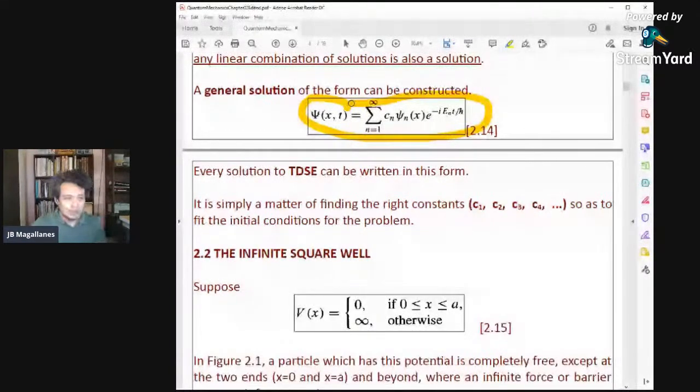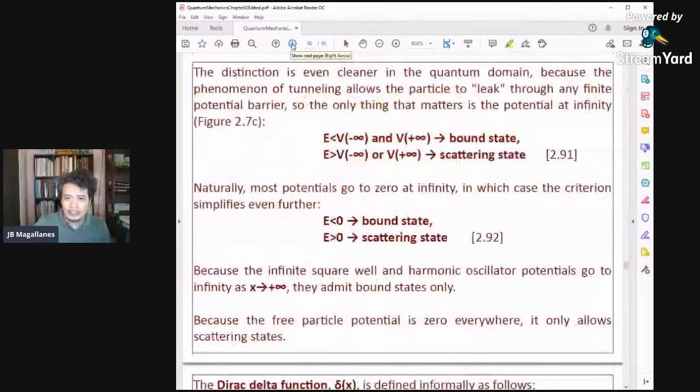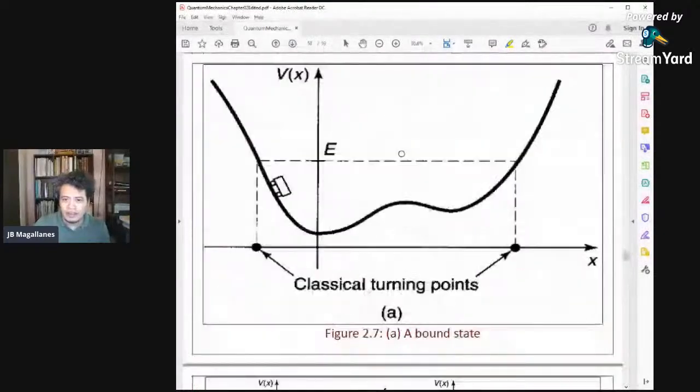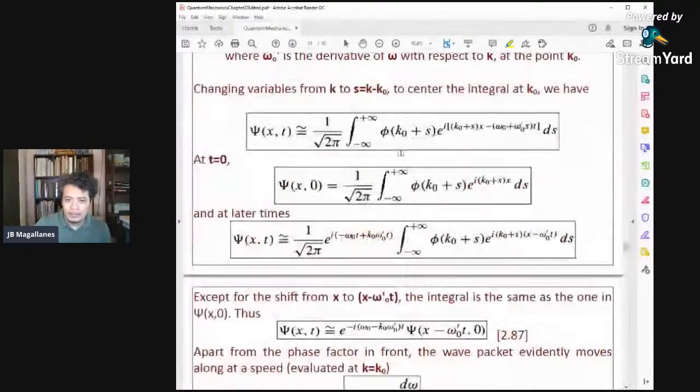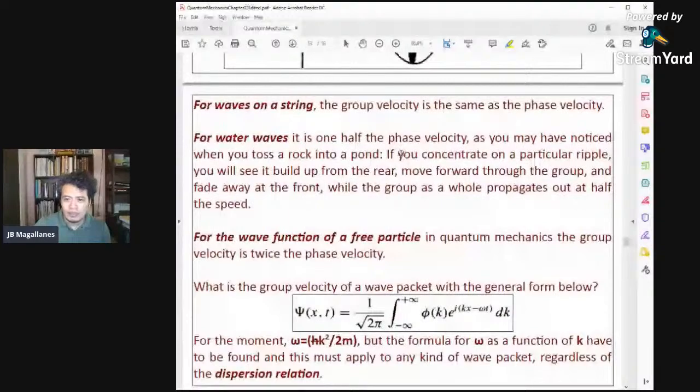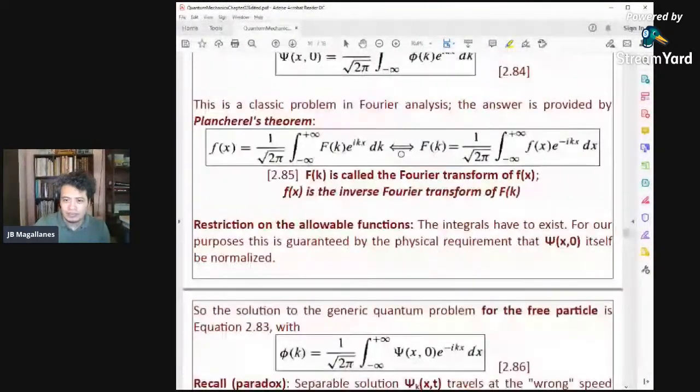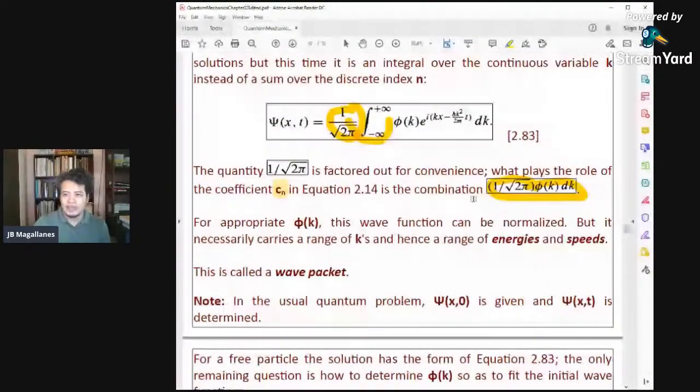This is the general separable solution. This is the general time dependent wave function. So you have the Cn here, and the Cn in the free particle is replaced by this one in this case for the free particle.